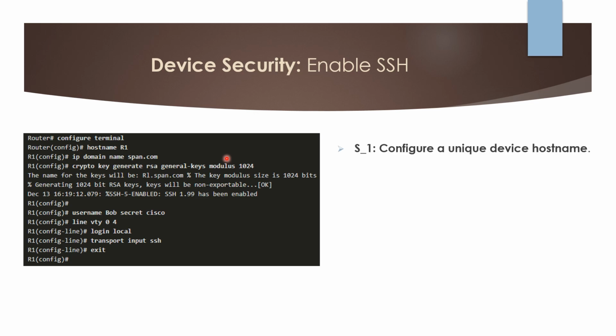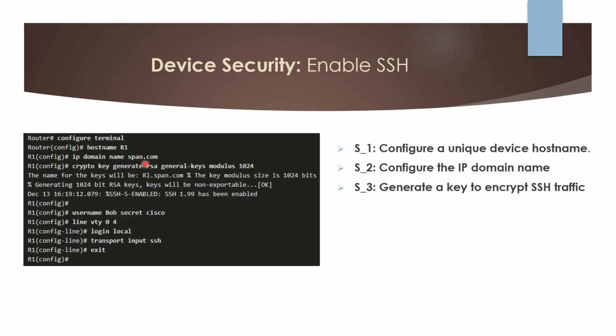The first step is to configure a unique device hostname. The device must have a unique hostname other than the default. The second step is to configure the IP domain name, as it is shown here, using the global configuration mode command ip domain-name, and then we enter the name.